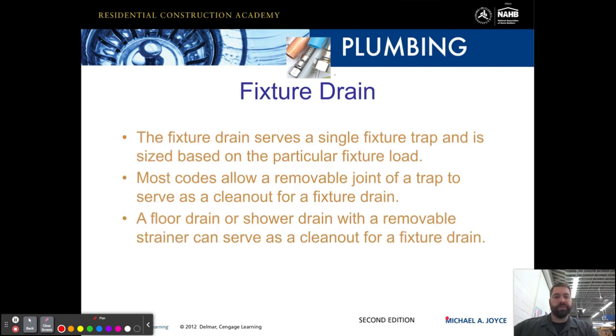The fixture drain serves a single fixture trap and is sized based on the particular fixture load. Most codes allow a removable joint of a trap to serve as a cleanout for a fixture drain, which is what we're going to be doing in lab. A floor drain or shower drain with a removable strainer can serve as a cleanout for a fixture drain.